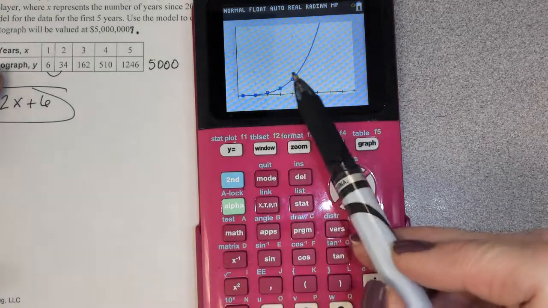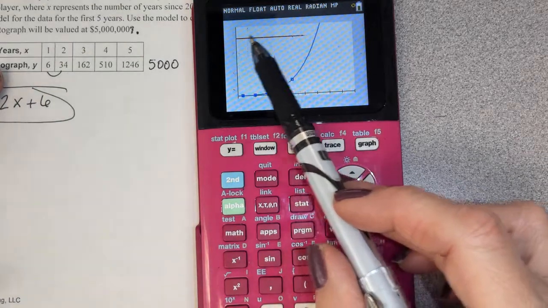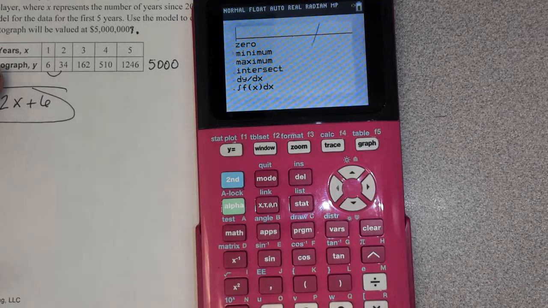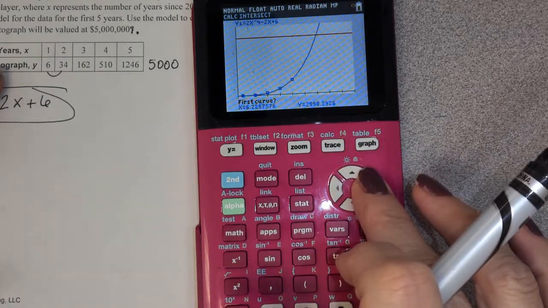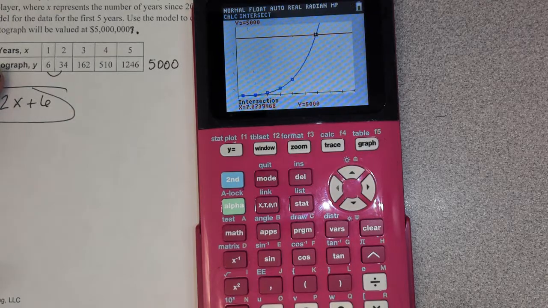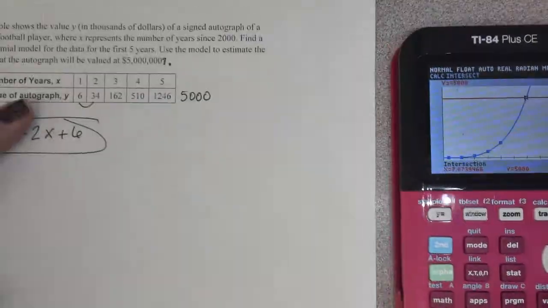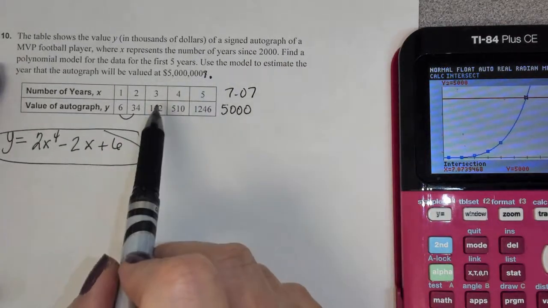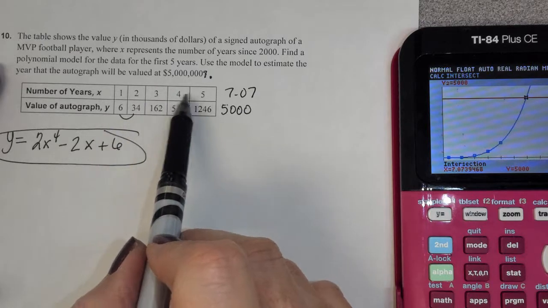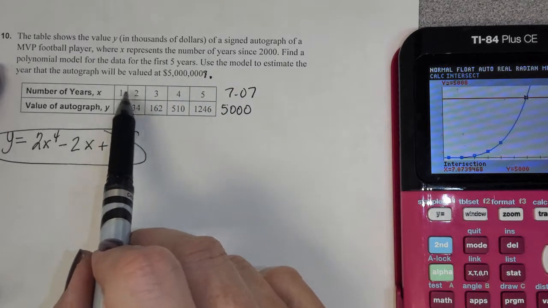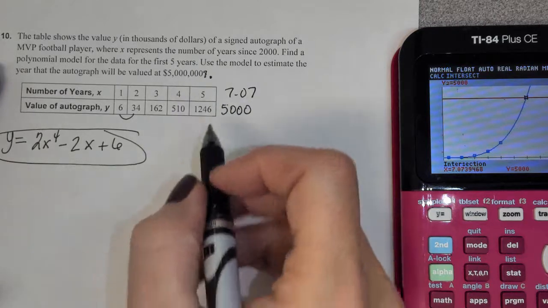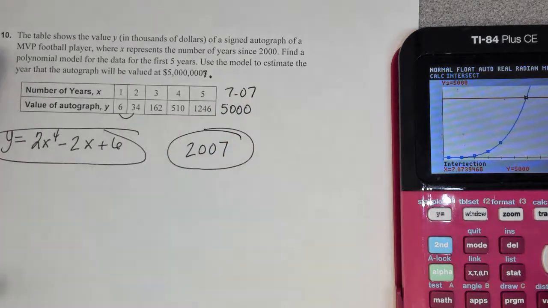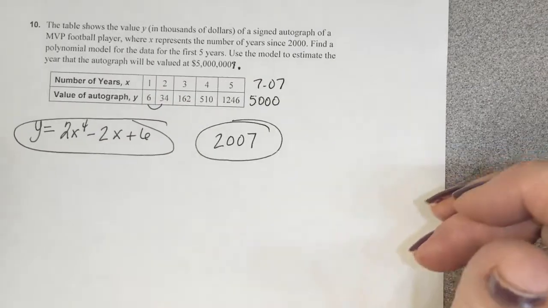So here's our model. Here's our polynomial model. Here's y equals 5,000. And now we just need to find the point of intersection. Let's get up there close to it. Enter, enter, enter. So it's 7.07. But what year would that correspond to? This is the number of years since 2000. So what year would I actually put? 2007. In that year, that's when it's going to be valued at $5 million.